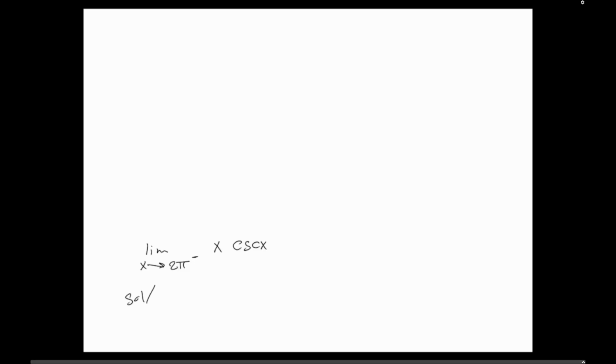first we're going to transfer this cosecant to 1 divided by sine, because as you know, cosecant x equals 1 divided by sine x. This makes it easier to handle this problem. Instead of using the cosecant, we're going to use the sine x. So we say limit as x approaches 2 pi from the left, and the x is going to stay on the top, and the sine will go to the bottom. And so we're going to have x divided by sine x.